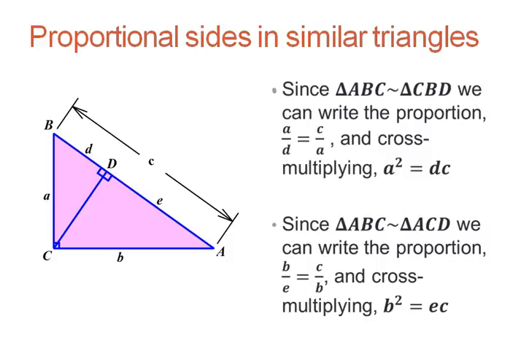If we use a similar process with triangles ABC and ACD, we can write the proportion b over e equals c over b. That's because b and e are both long legs of the two different triangles, b of the big triangle, e of the smaller triangle. And c over b, c and b both represent the hypotenuses of two different similar triangles. c is the hypotenuse of the large right triangle, and b is the hypotenuse of the smaller right triangle in comparison to the two that we're looking at. So if we cross multiply there, b squared is equal to ec.